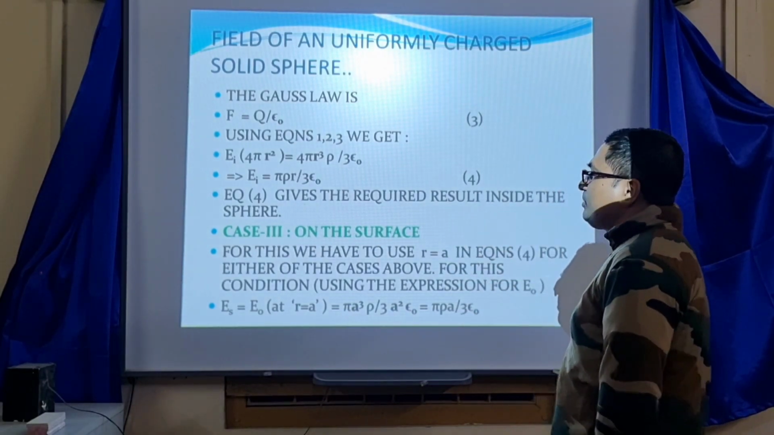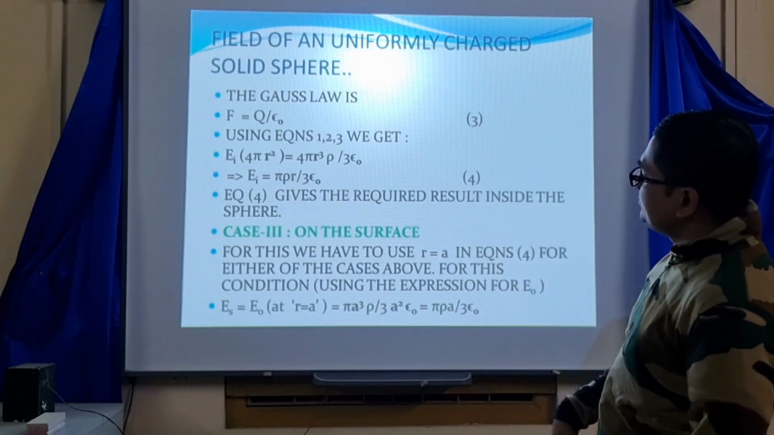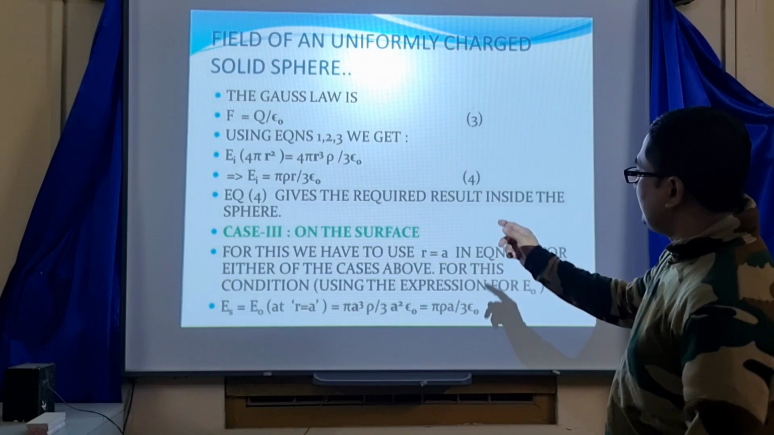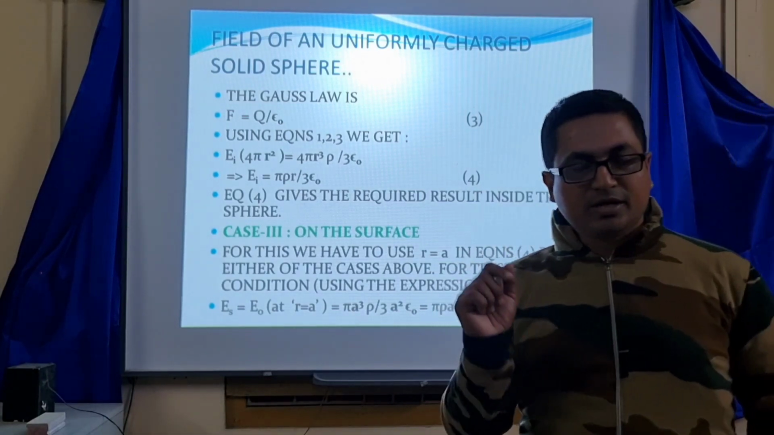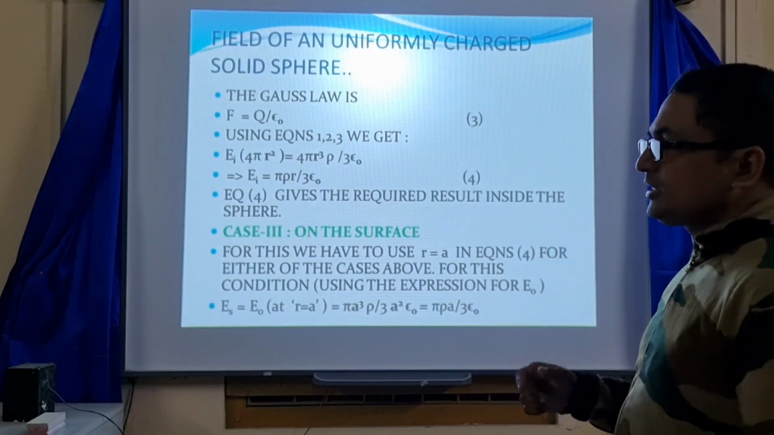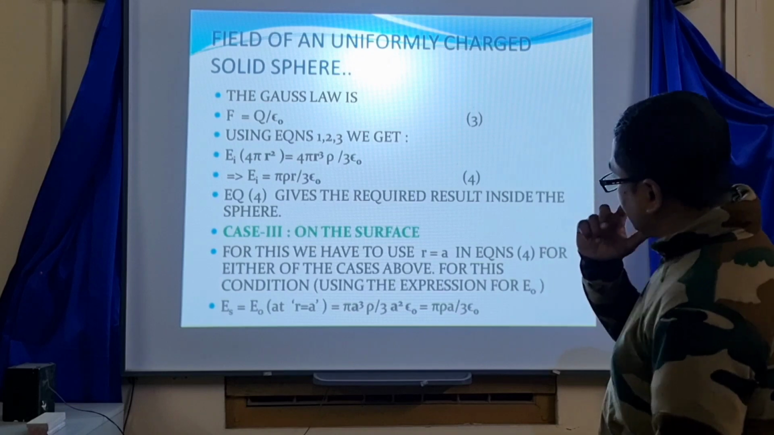Then, using equations 1 to 3, we get this final answer: E = ρ r by 3 epsilon naught. These are very simple equations, and we can finally get the result. So equation 4 gives us the electric field inside a sphere, using spherical symmetry.